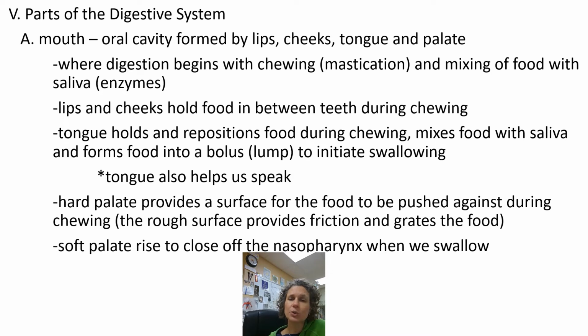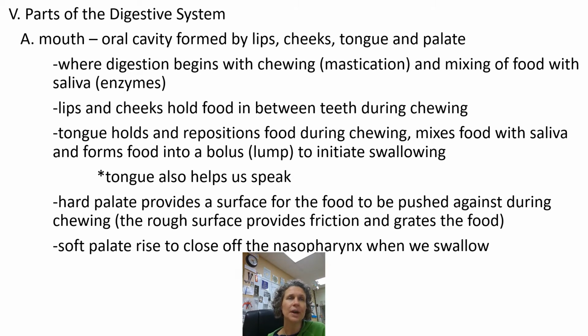So you start with chewing. This is called mastication, and it's mixing of the food with different enzymes that are in your saliva. Your lips and your cheeks, remember we talked about this when we talked about some of the facial muscles, help to hold the food in between your teeth during chewing, otherwise it just squishes out everywhere. It is the reason sometimes you bite the side of your cheek and it hurts really bad, because you don't think about it again, but your cheeks are pushing in to keep your food in the right position.